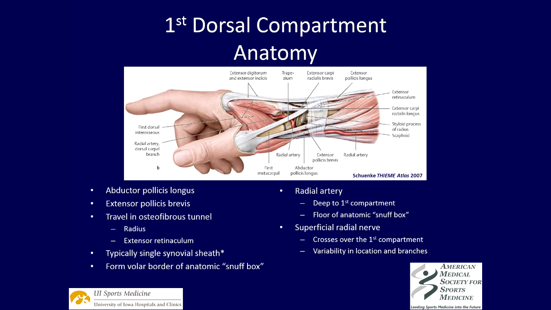They form the volar border of the anatomic snuff box. Lying in the floor of the anatomic snuff box is the radial artery, which sits deep to the first compartment tendons. The superficial radial nerve is also of importance as it crosses over the first compartment and is somewhat variable in its location at which it crosses, as well as its branching. And this should be identified in any normal scanning of the first dorsal compartment.